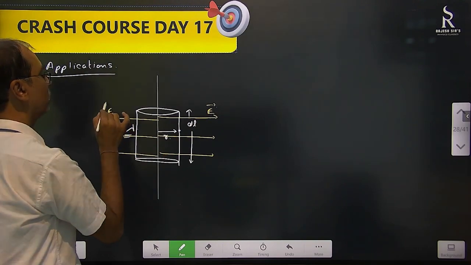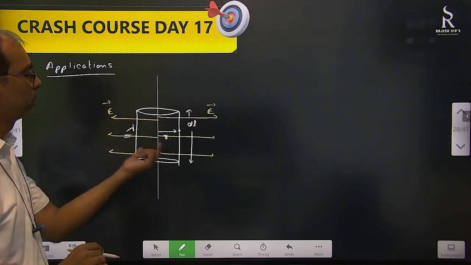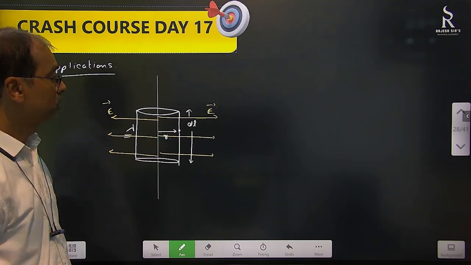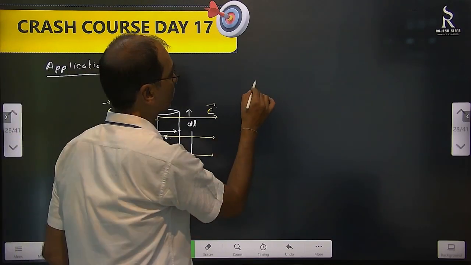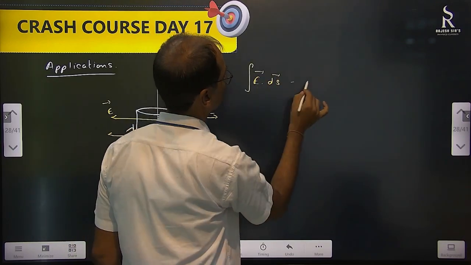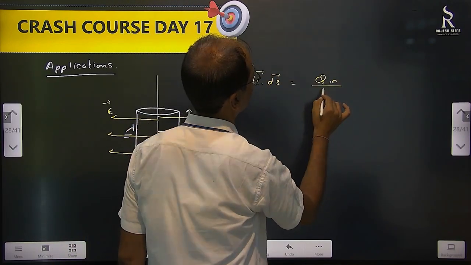Okay. Same value of electric field magnitude throughout this cylinder in all directions. So according to Gauss law, what do we have? E dot ds equal to q inside by epsilon naught.